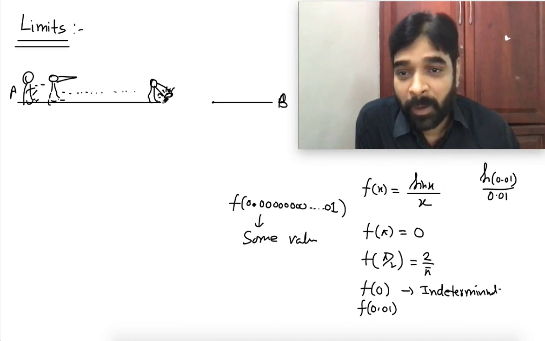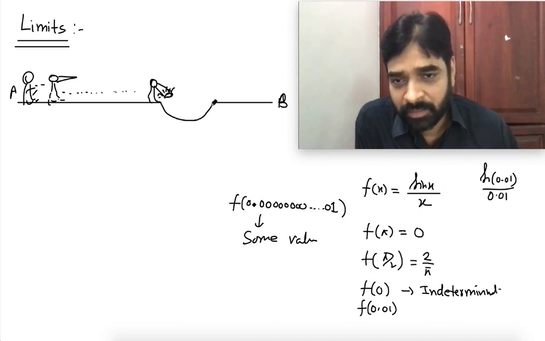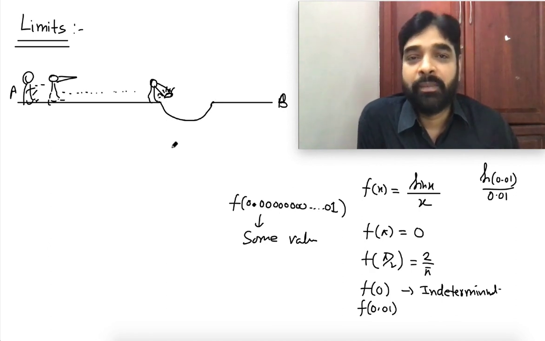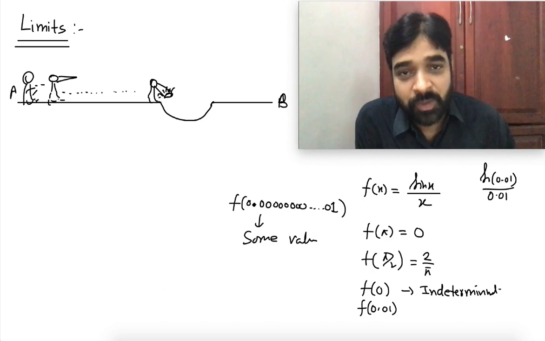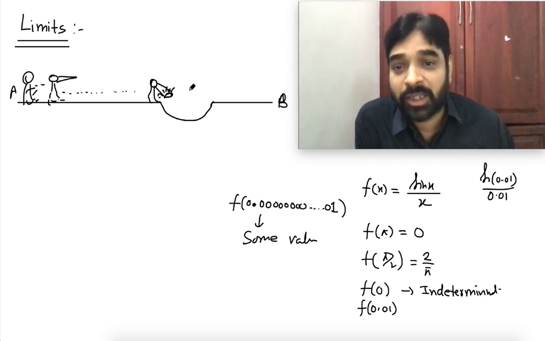Because the hole may be like this, from a long distance back, or the hole may be this way also. I'm not saying that the hole will be that way only. The hole can be this way also. Yeah, I say.